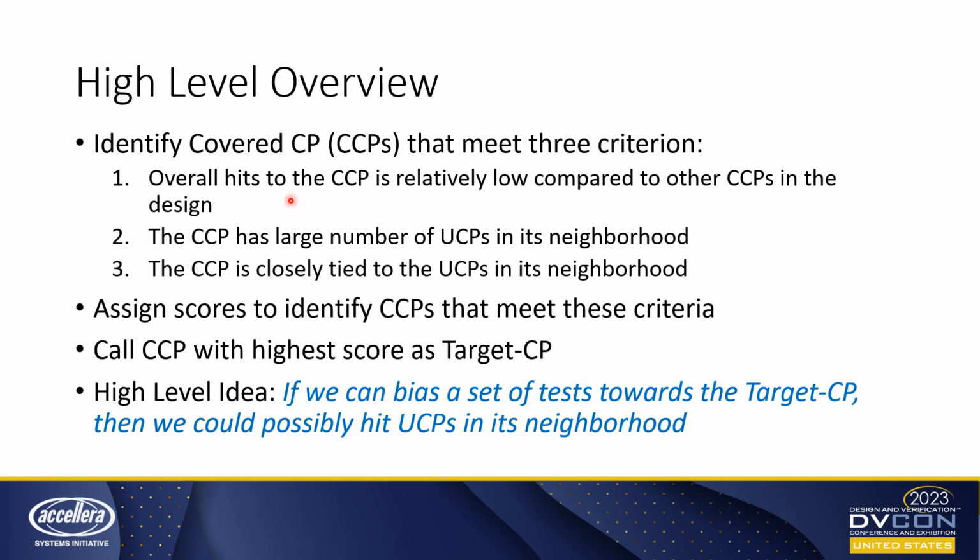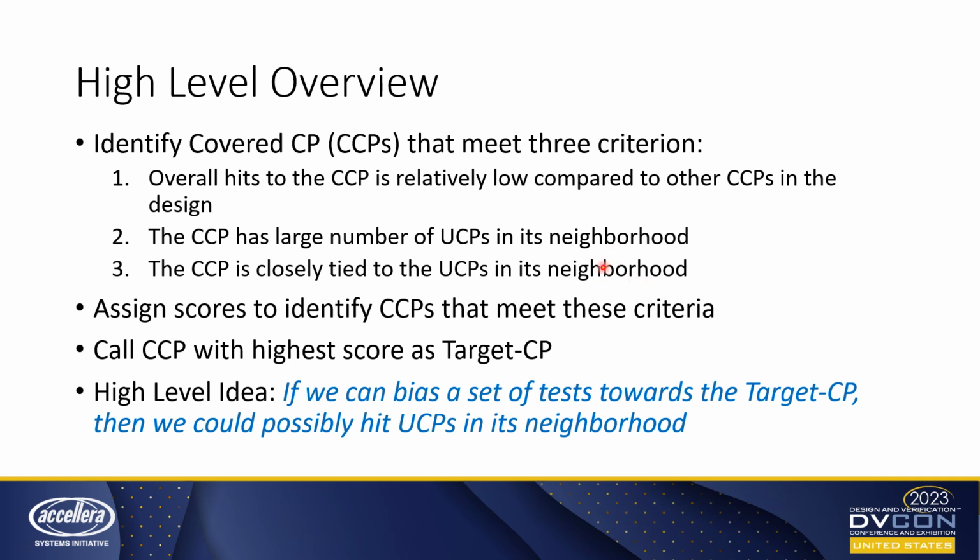One of the criteria that this cover property must have is a low hit rate compared to other CCPs in the design, which means that this covered cover property's neighborhood has been relatively less explored. Another criterion is that it should have a large number of uncovered cover properties in its neighborhood, and the covered cover property should also be closely tied to the UCPs in its neighborhood.